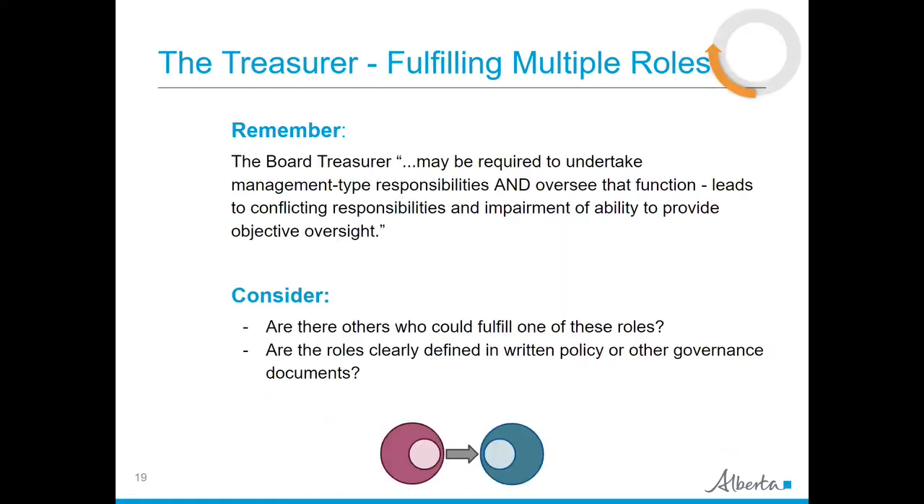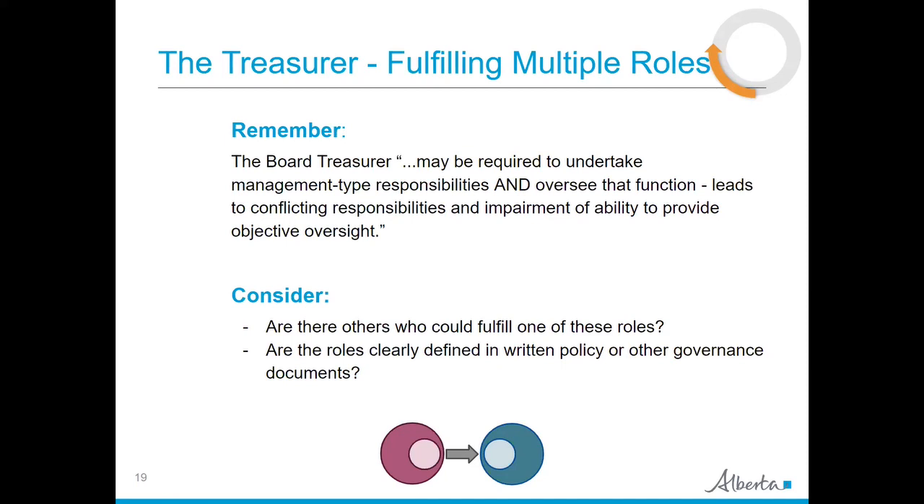A primary function of the board is to oversee rather than manage the organization. This is because the board can choose to delegate the management function to others, but not its oversight or governance role. The ability to provide objective oversight may be diminished or weakened when the treasurer's role involves numerous management-level responsibilities because, as a member of the board, that individual will then also have to oversee their own work.